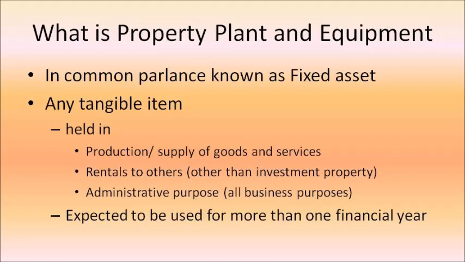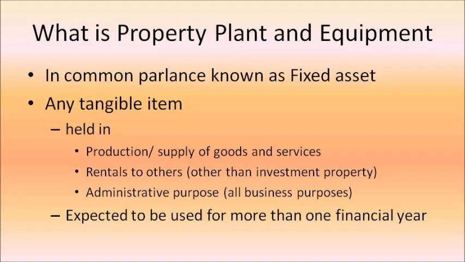So the definition says any tangible item which is held in production or supply of goods or services or rentals to others or administrative purposes and which is expected to be used for more than one financial year gets identified as property, plant and equipment. To understand what is a tangible item, it is any asset which we can touch and feel. Intangibles, like patent, copyright, trademark, are covered by a separate standard which discusses them in detail. So in this standard, we'll be seeing only tangible items.